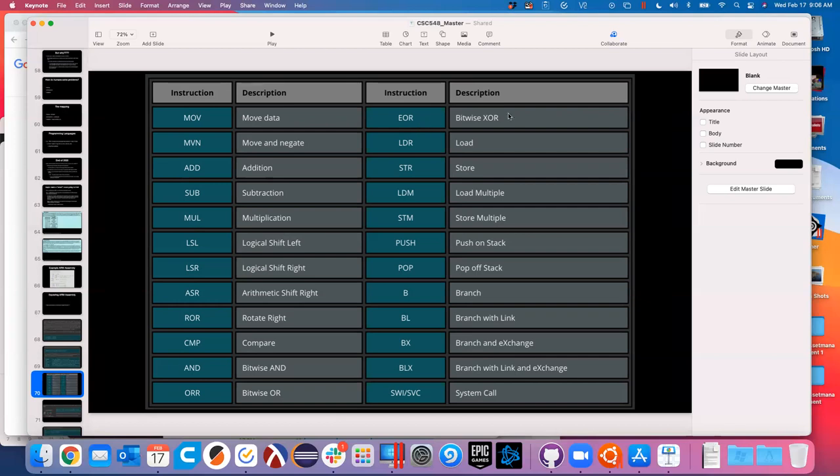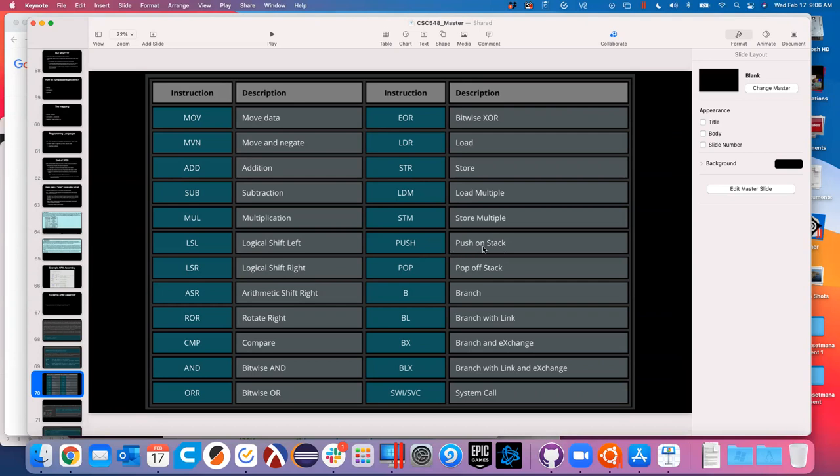So that's the exclusive OR, one or the other, but not both, as opposed to normal OR that says one or the other or both. Loads and stores, we're going to talk about those next. Load multiple, store multiple. We have stack instructions.